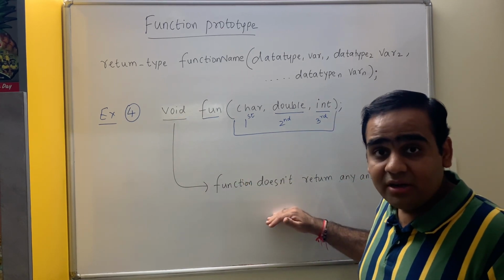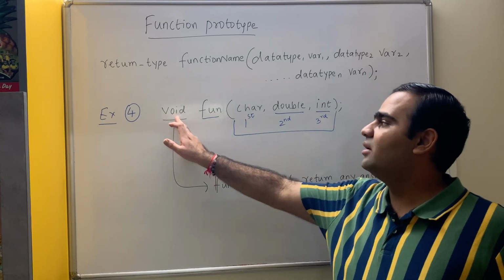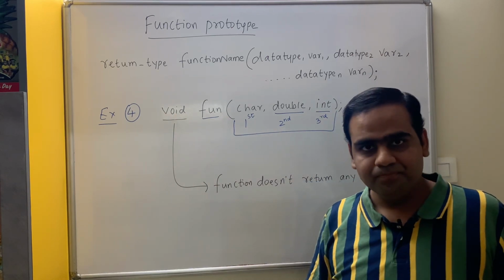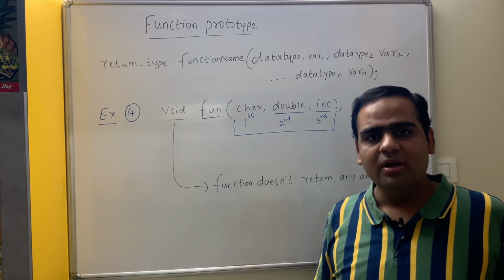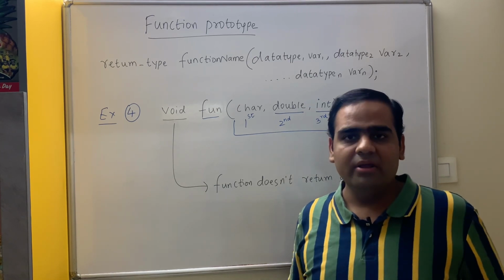When we say the function does not return any answer, the return type is void. I hope that you have understood this. Please pause the video and make a note of it. And we will see some more examples.